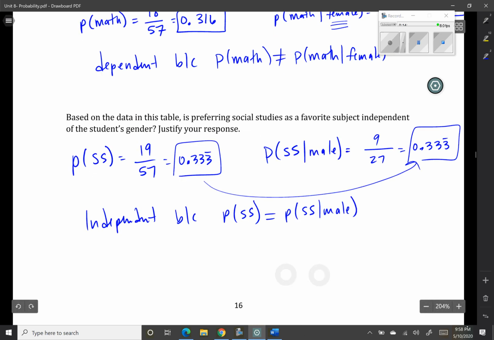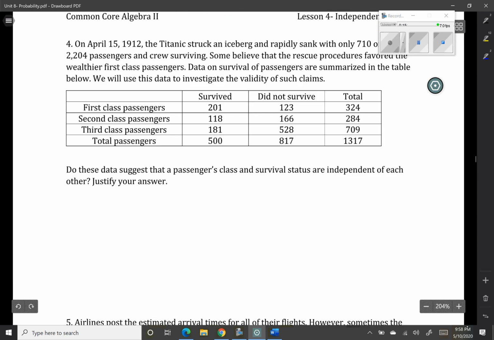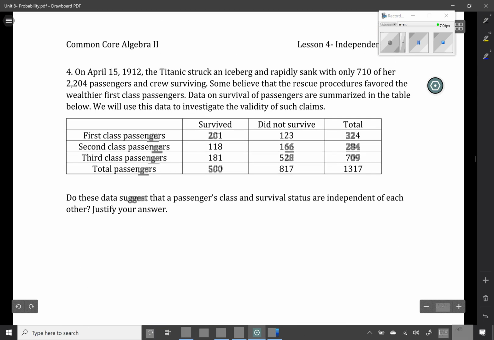But let's take a look at another example here. So on the next page, it gives us some data here about the Titanic. So on April 15th, 1912, the Titanic struck an iceberg and rapidly sank. And out of her passengers, a bunch of them died. So some survived, some died. So there are some statistics here about whether or not you survived and died on the Titanic and what type of passenger you were. Were you a first class passenger, a second class passenger, or a third class passenger?